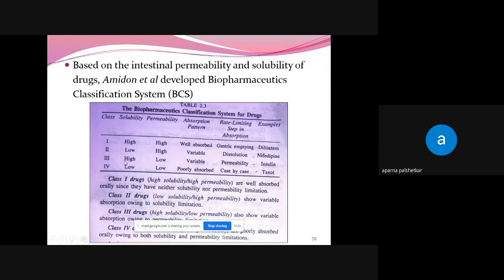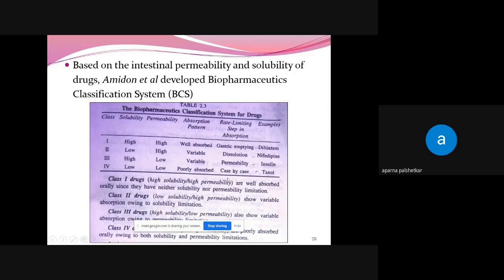And class 4 drugs have a very low solubility and a very low permeability. So actually, if you see, the absorption is going to be very low. So the bioavailability is going to be very, very low. So the rate limiting step depends upon the drug. Okay, if I work on the dosage form to increase the solubility, permeability can be the rate limiting step. Taxol is one of the examples.